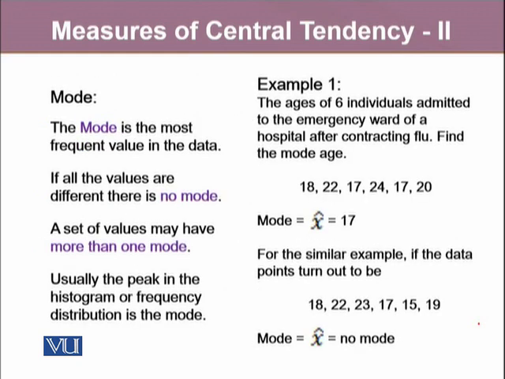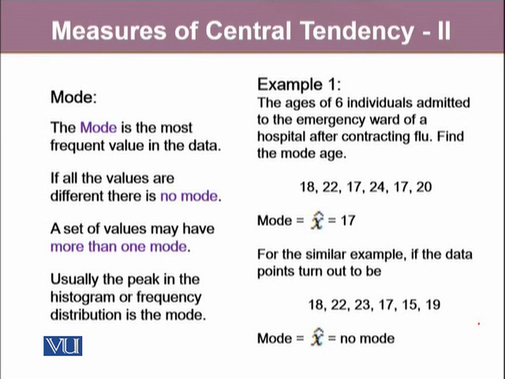The other measure of central tendency is mode. The mode is the most frequent value in the data. If all the values are different, then there is no mode in the data. A set of values may have more than one mode. Usually the peak in the histogram or the frequency distribution is considered as the mode.